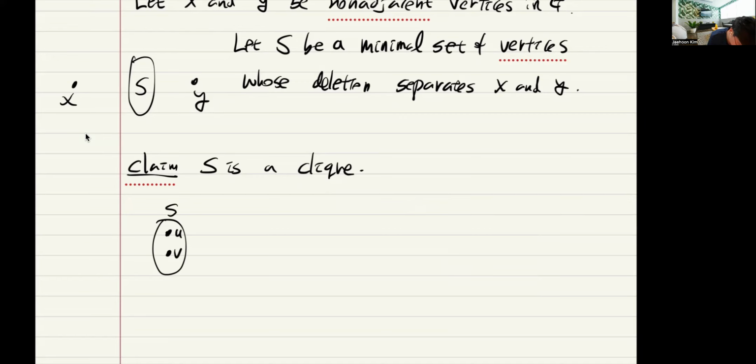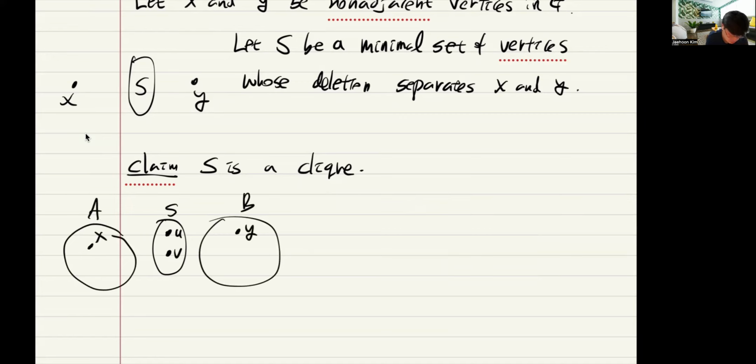Then what happens? You have some components, say A and B, which contain X and Y respectively. Once you delete S, you have this component and this component. Because S is a minimal separating set, U sends an edge to A and B sends an edge to A. It could be the same or not. I mean, each sends an edge.